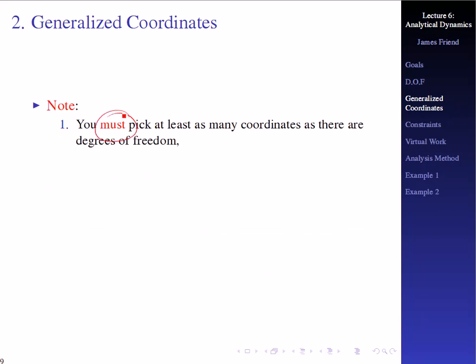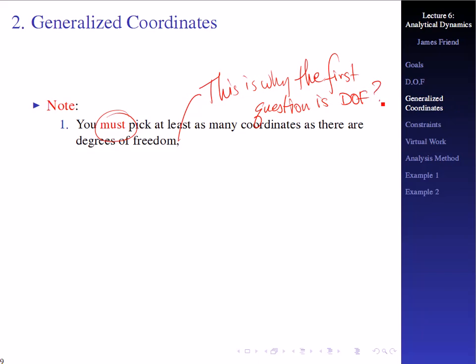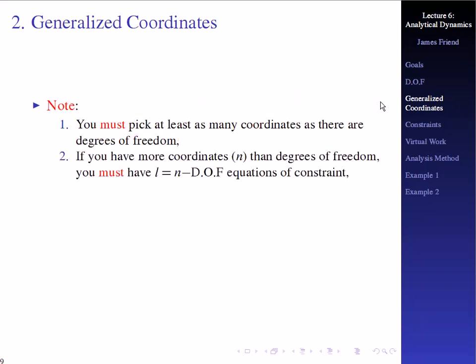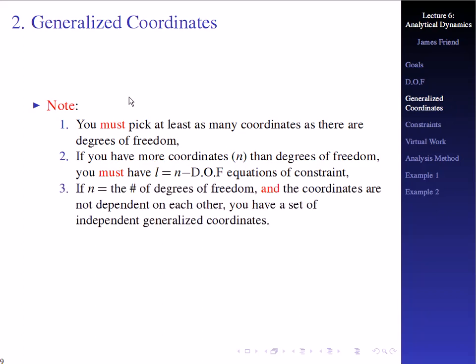One thing that you must have is you must pick at least as many coordinates as there are degrees of freedom. This is why the first question is always DOF. How many degrees of freedom do you have? If you have more coordinates than degrees of freedom, then you must have equations of constraint to handle the difference. And you must have at least enough, but if you have more, then you need constraints to handle it. If n is equal to the number of degrees of freedom and the coordinates are not dependent on each other, then you have a set of independent generalized coordinates. And this is the most ideal situation because you have just enough to describe what's going on, and they're not dependent on each other. They're not interfering with each other's motion.